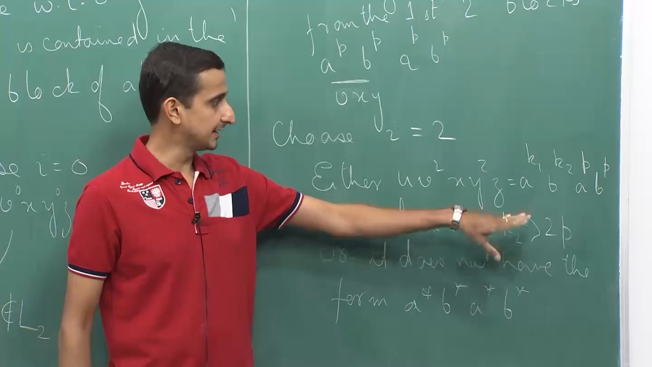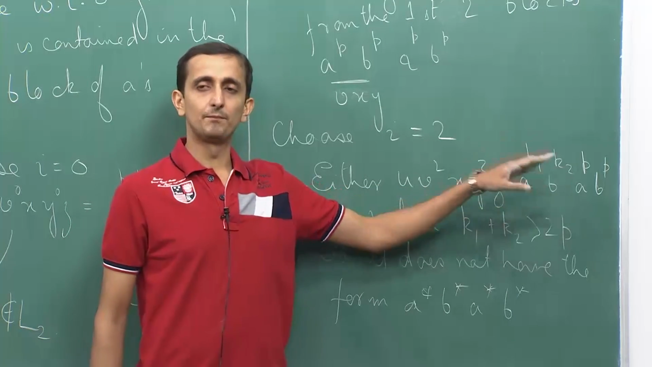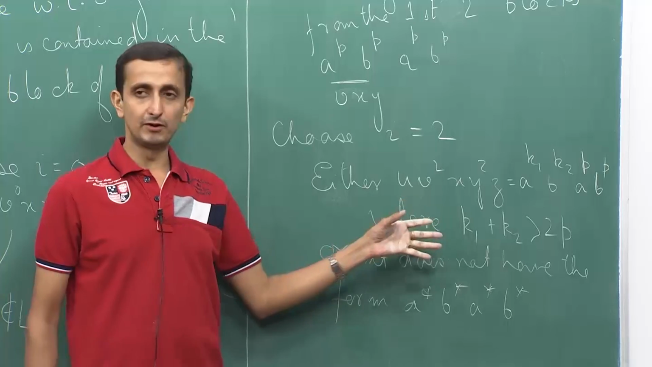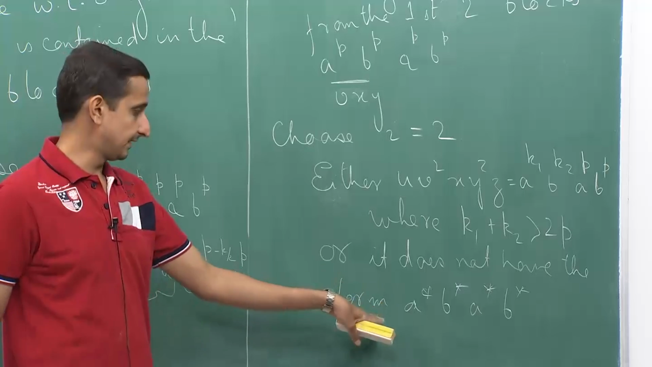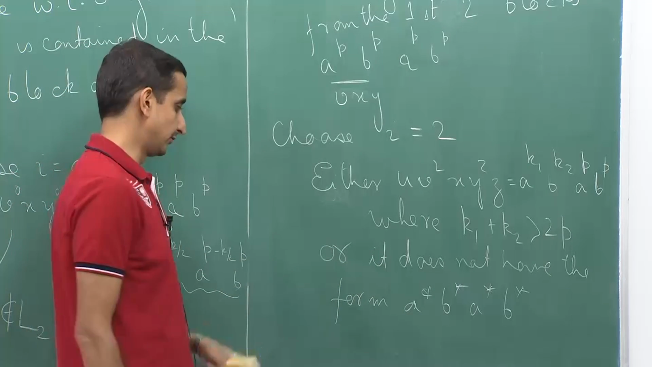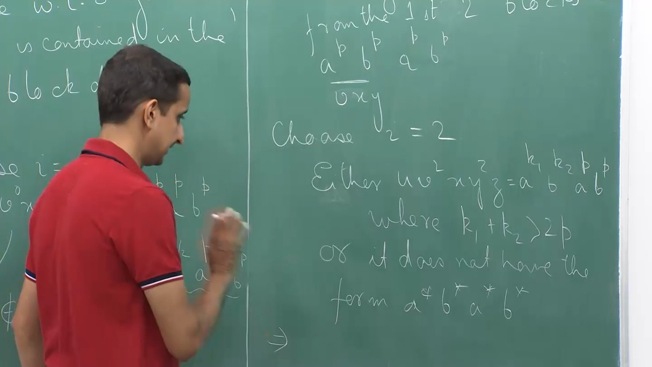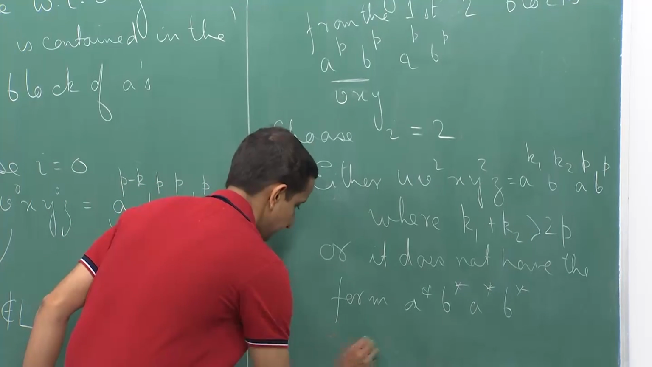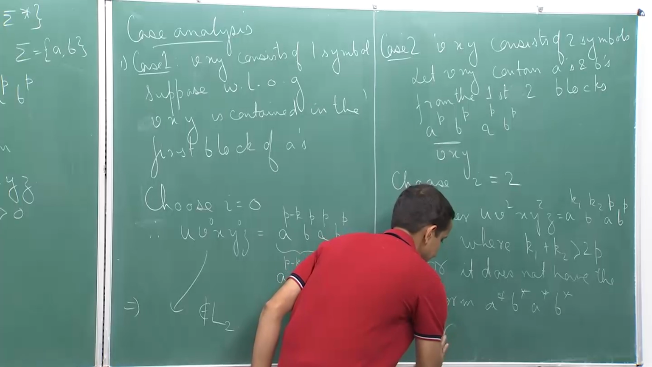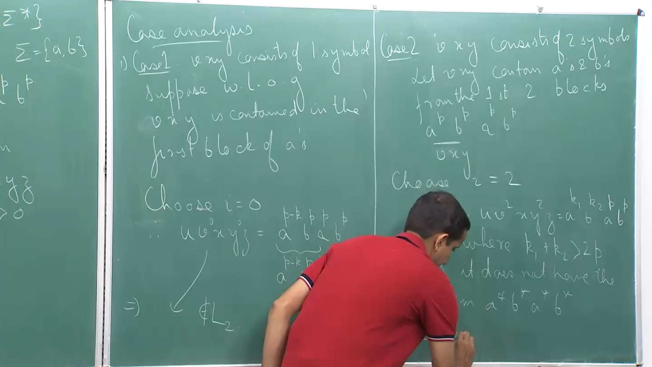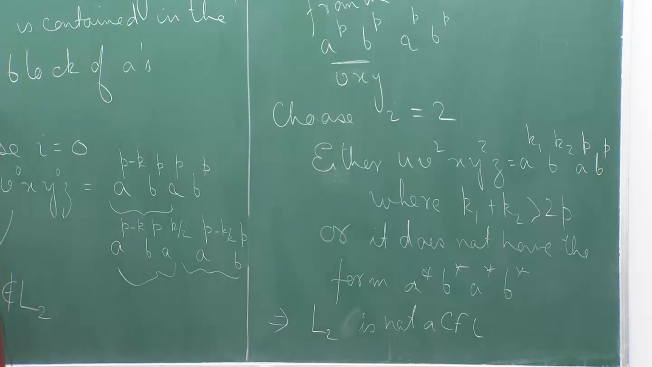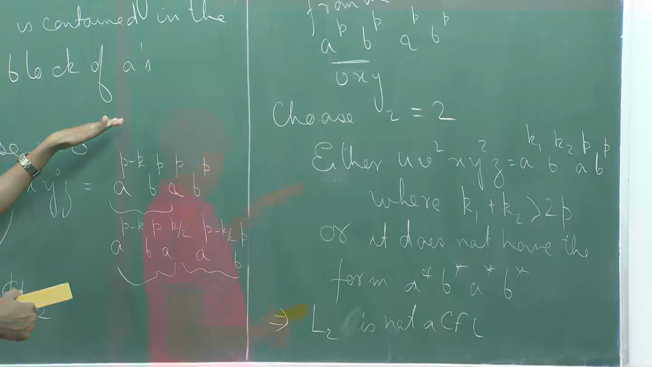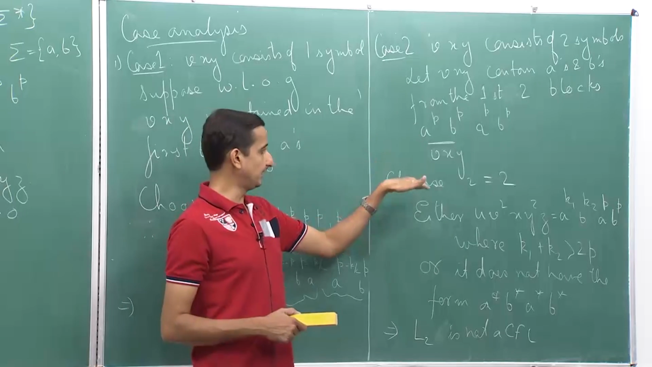If this does not happen, once again you can show that it will not be of the form WW. Okay. And even if this happens, you can argue with a little bit of effort that it will not be of the form WW. Okay. So, I will just leave the rest of it for you to complete. So, this will show that L2 is not a context-free language.